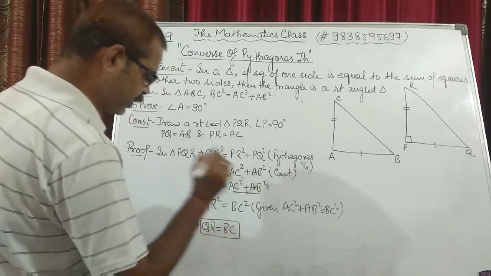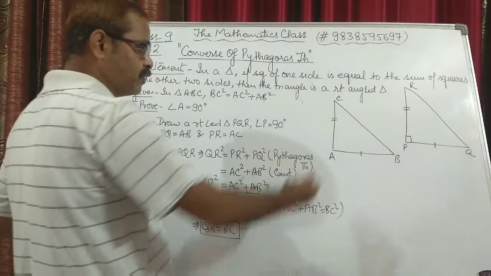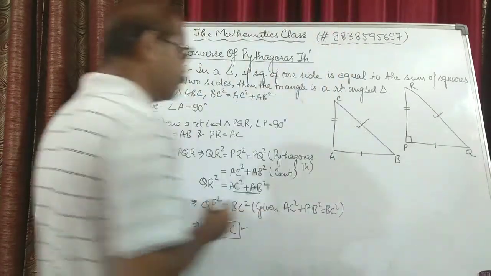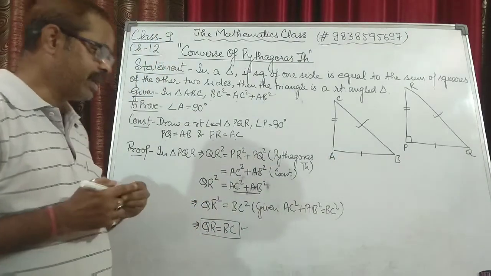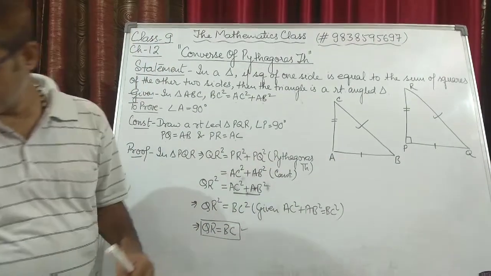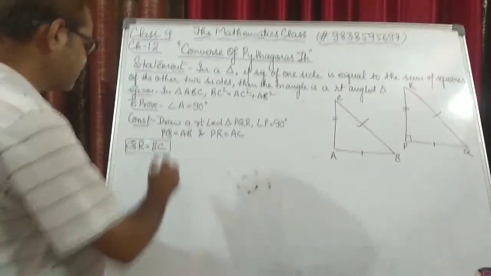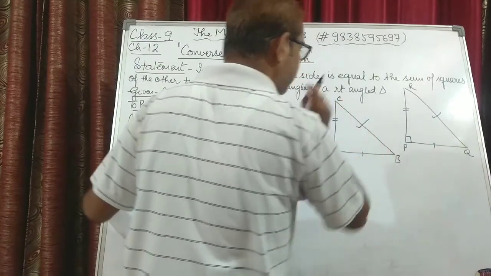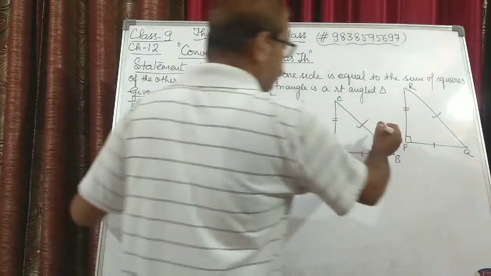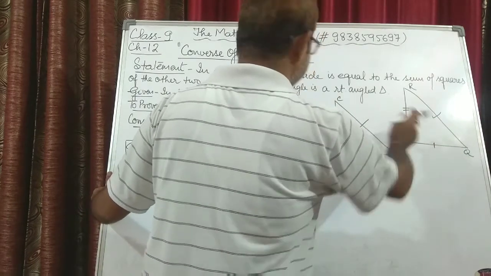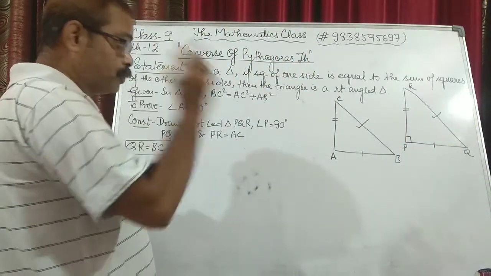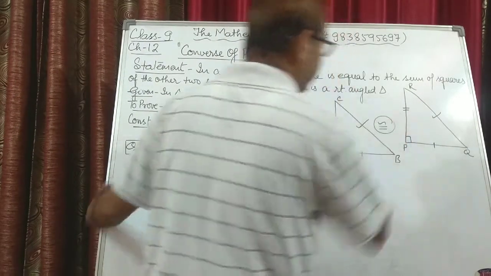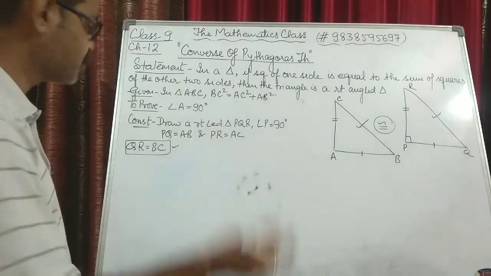This is a very important proof that will be required. Now we have proved that QR is equal to BC. Now we move on to the next part of this. So I have to rub it out. Now we have proved that QR is equal to BC. Now we will try to say that these two triangles are congruent. We will try to make these two triangles congruent.